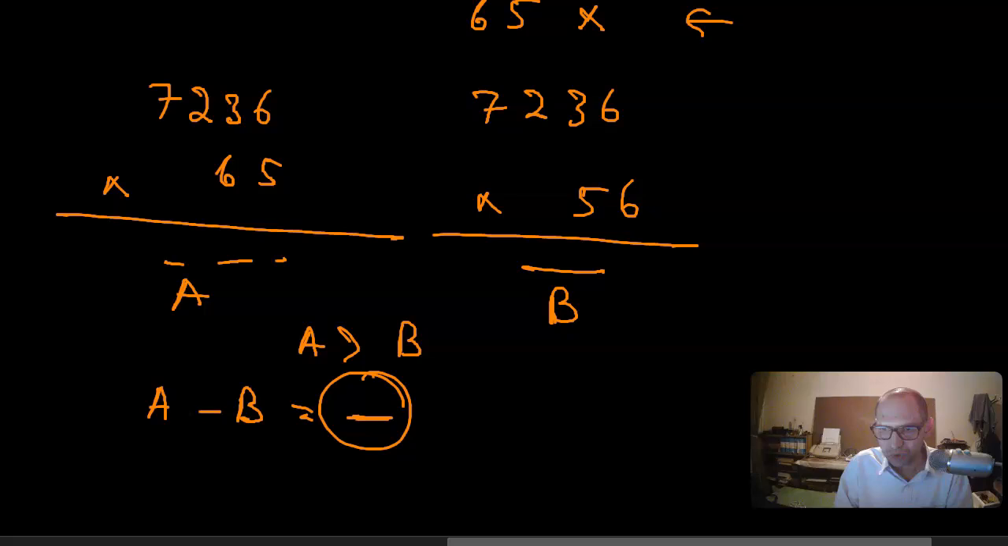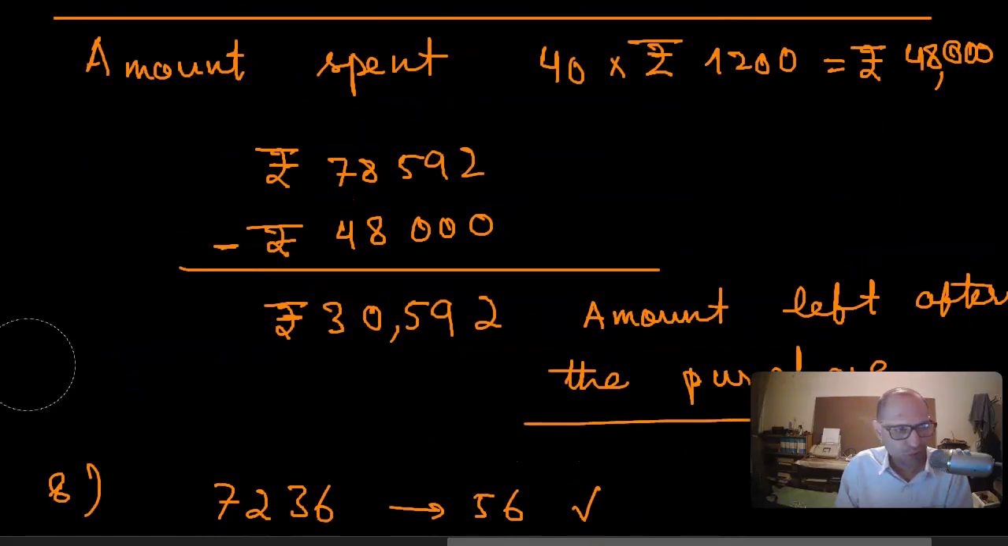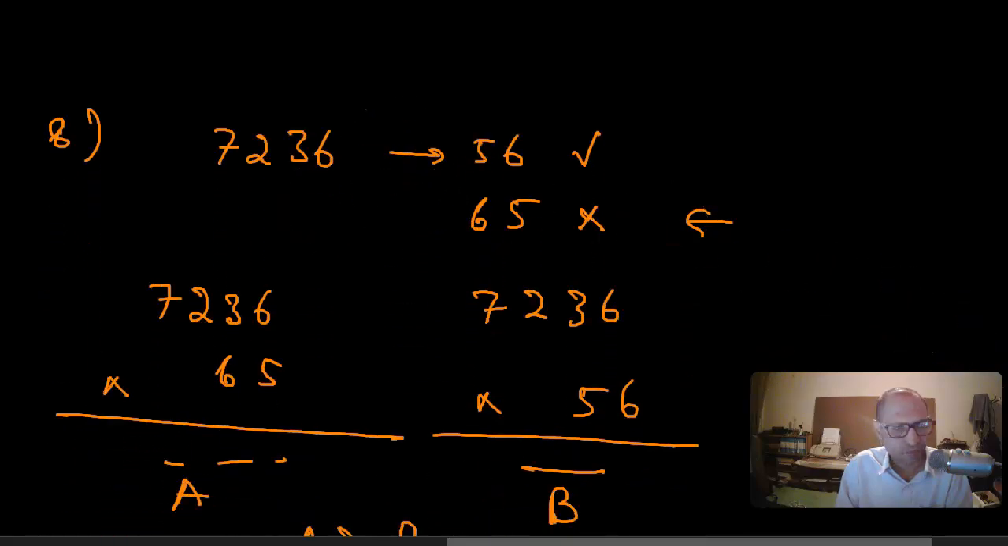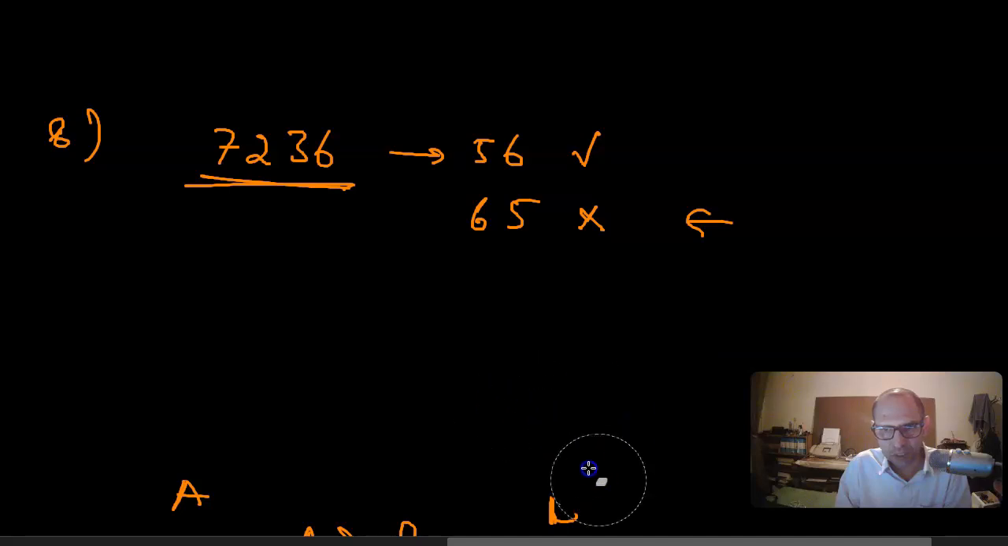Now there is another way to solve the same problem, and what you could do is simple. You have this number over here, 7,236. If you multiply it by 65, you'll get some answer. If you multiply it by 56, you'll get some other answer. But then what is going to be the difference between the two answers? And this you could answer using the knowledge that we have from, for example, the previous question, that there is this relationship between multiplication and addition, and then there is the relationship between subtraction and addition. So you could answer it that way.